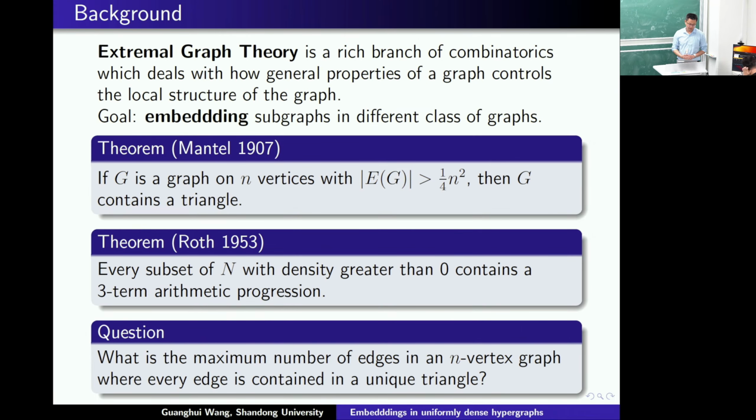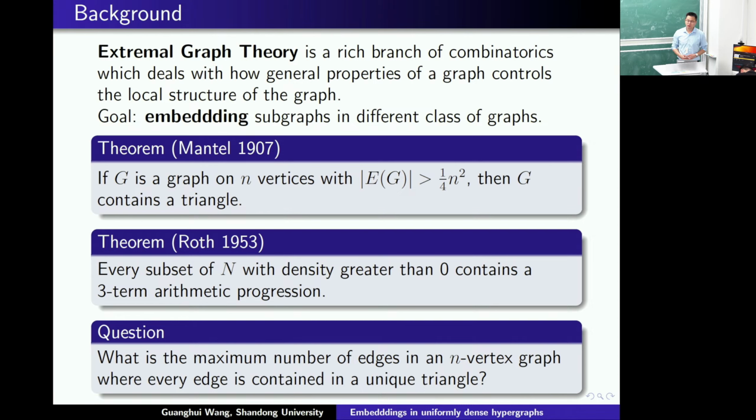So as we know, extremal graph theory is a rich branch of combinatorics. In fact, it deals with how general properties of a graph influence the local structure of the graph. We want to embed some subgraphs in different kinds of graphs, or in graphs under certain conditions, such as the number of edges or minimum degree conditions.